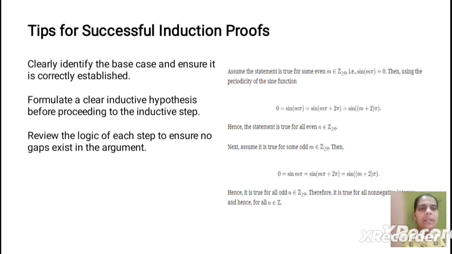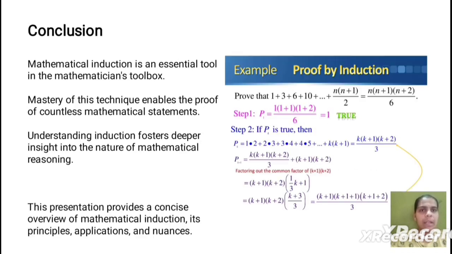Next, assume it is true for some odd m belonging to Z, greater than or equal to 0. Then 0 equals sin(m pi) equals sin(m pi plus 2 pi) equals sin((m plus 2) pi), as pi is taken common. Hence it is true for all odd n belonging to Z, greater than or equal to 0. Therefore, it is true for all non-negative integers and hence for all n belonging to Z.